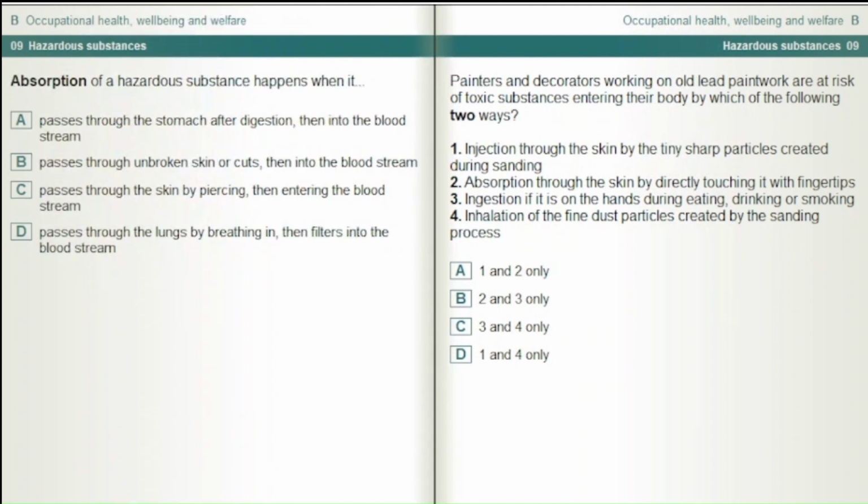Absorption of a hazardous substance happens when it passes through the stomach after digestion, then into the bloodstream. Passes through unbroken skin or cuts, then into the bloodstream. Passes through the skin by piercing, then entering the bloodstream. Passes through the lungs by breathing in, then filters into the bloodstream.